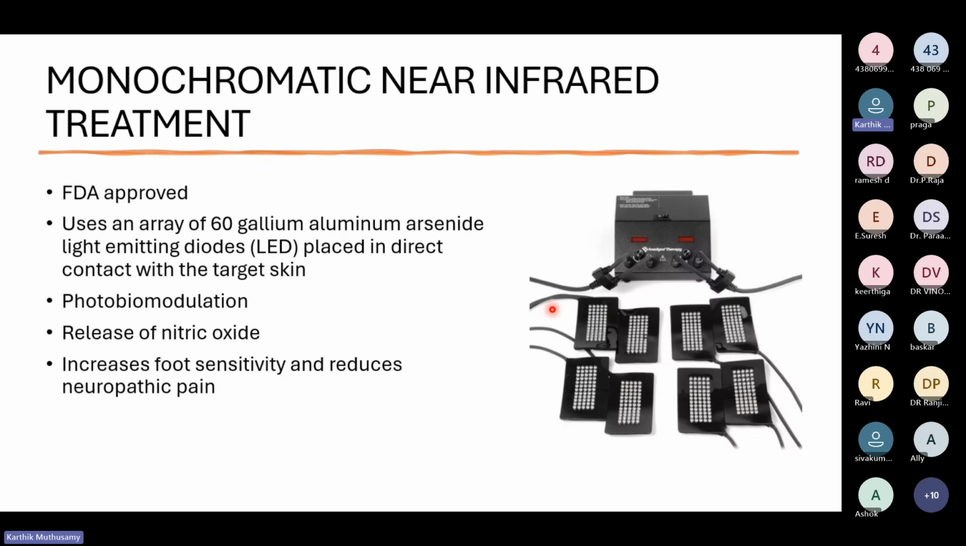It is more or less similar to low intensity laser therapy. It is an FDA approved treatment for diabetic neuropathy. It uses an array of 60 gallium aluminum arsenide light emitting diodes placed in direct contact with the target skin. It also acts by the mechanism of photobiomodulation. Another proposed mechanism of action of monochromatic near infrared treatment is the release of nitric oxide, thereby it increases foot sensitivity and reduces neuropathic pain.